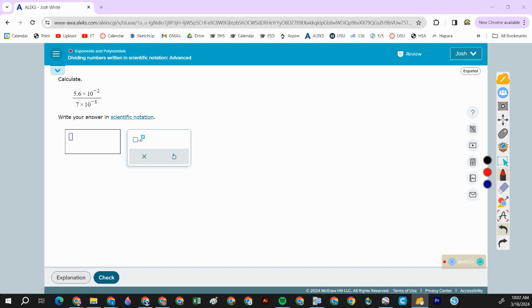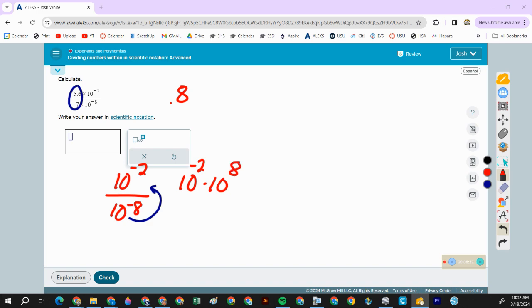5.6 times 10 to the negative 2 divided by 7 times 10 to the negative 8. So I need to figure out what is 5.6 divided by 7. That would be 0.8. 7 times 8 is 56. So I get 0.8. And then 10 to the negative 2 over 10 to the negative 8. If I move this to the top, I get 10 to the negative 2 times 10 to the 8th. And then we just add the exponents together, and I get 10 to the 6th.